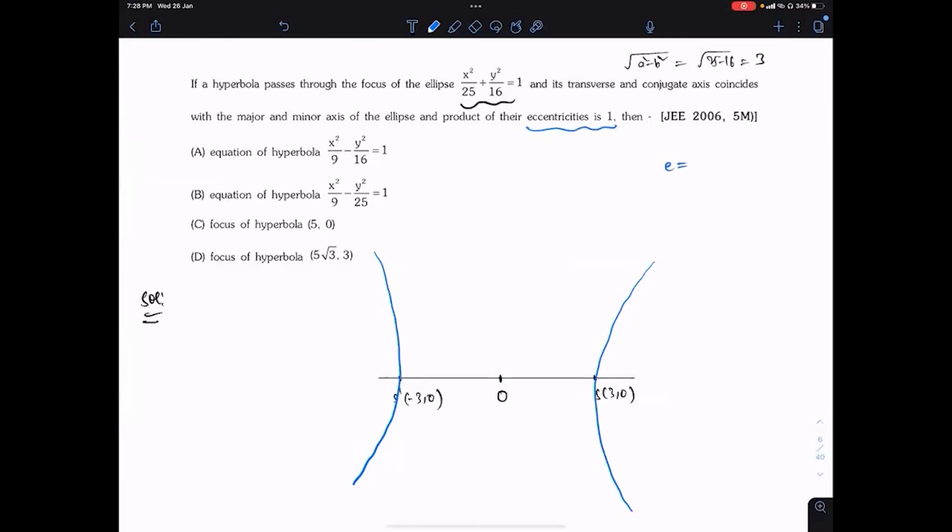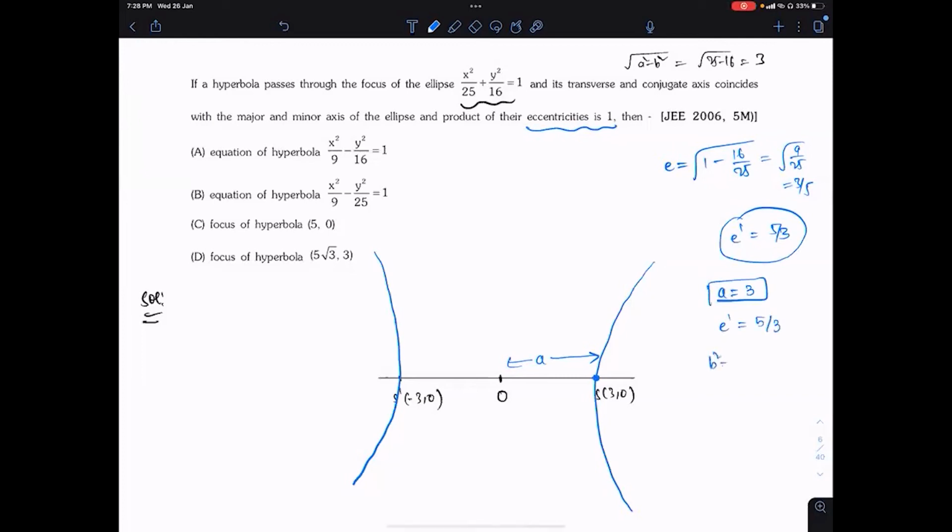What is the eccentricity of the ellipse? Square root of 1 minus b square by a square, 16 by 25, which is square root of 9 by 25, which is 3 by 5. So what will be the eccentricity of the hyperbola? It will be 5 by 3, no? Product is 1, they are saying. For the hyperbola, you can clearly see this is the a value, because the point where the hyperbola intersects, from the center the distance is a. So a for the hyperbola is indirectly given, that is 3. And the eccentricity for the hyperbola is given indirectly, that is 5 by 3.